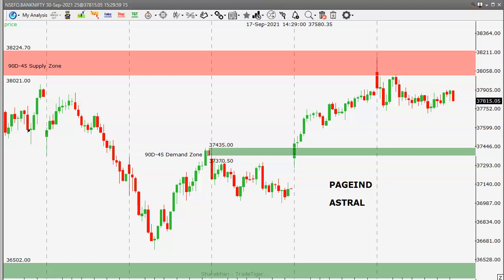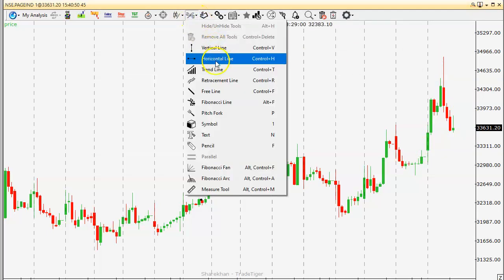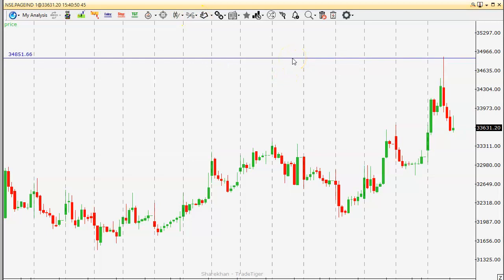Now we'll see the Page Industries technical chart. So this chart is Page Industries. You'll see on Friday, this is the price action. It opened here and all the way it went up to 34,000. This is the highest, 34,800. From there profit booking came and the price fell back. So now a very good support area is this one, around 33,050 and 32,800.